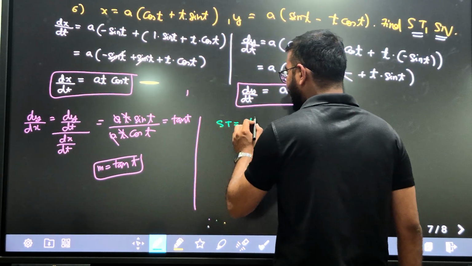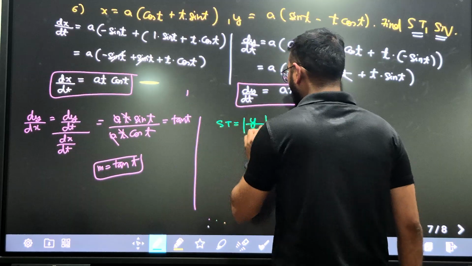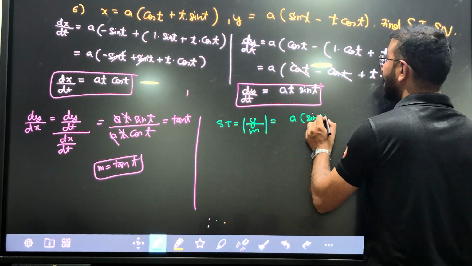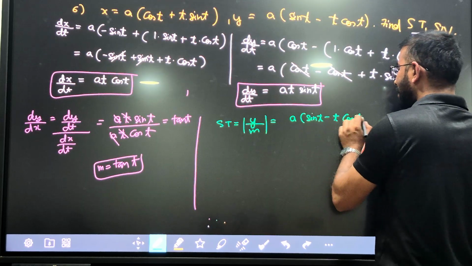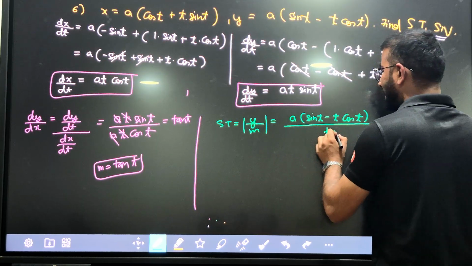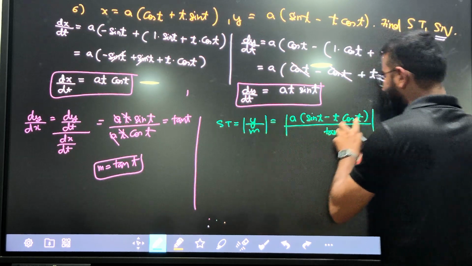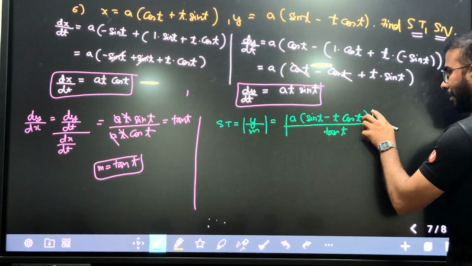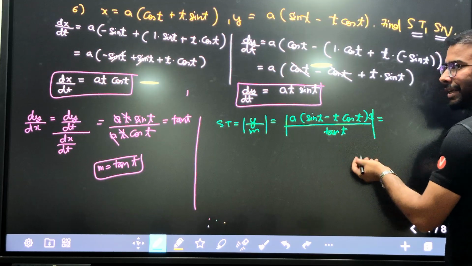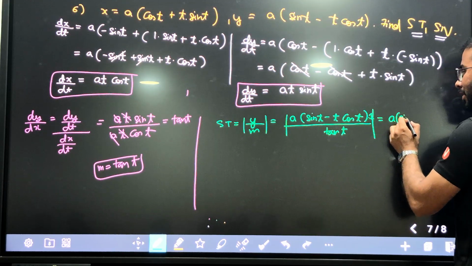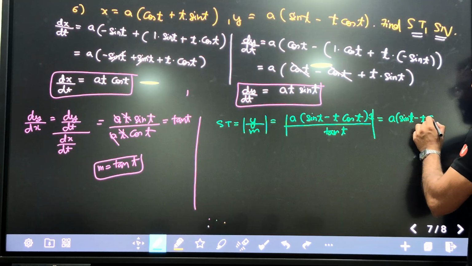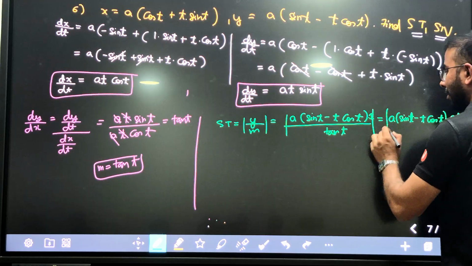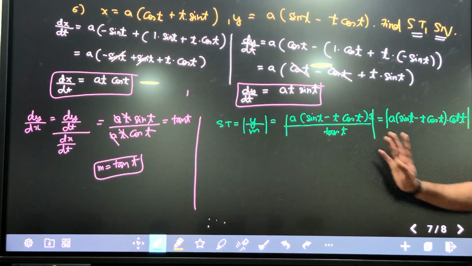Subtangent. What is the formula of subtangent? y by m. What is the value of y? a sin t minus t cos t, whole divided by tan t. What is 1 by tan t, guys? Cot t. 1 by tan t is cot t. So this can be written as a sin t minus t cos t into cot t. That's it. Don't open this and that, nothing more. Done, or you can leave it here also.